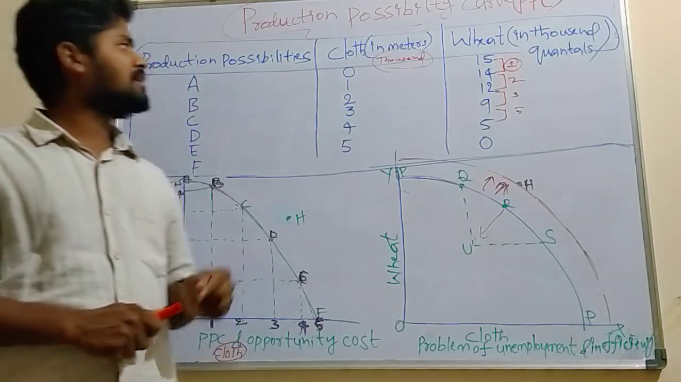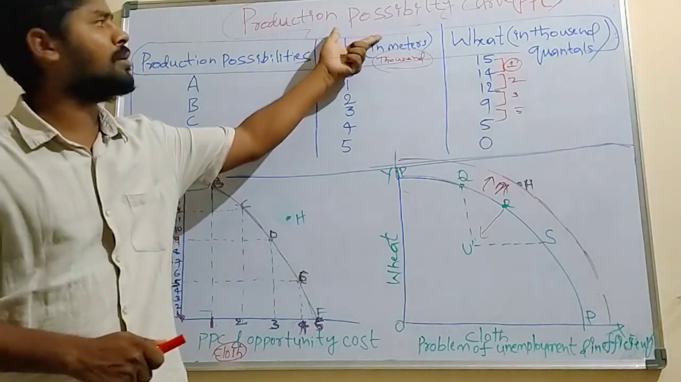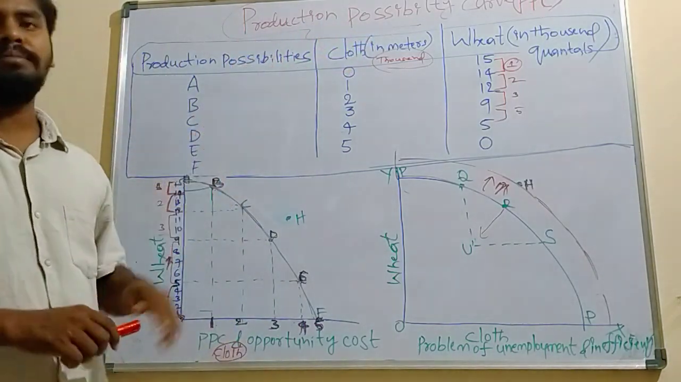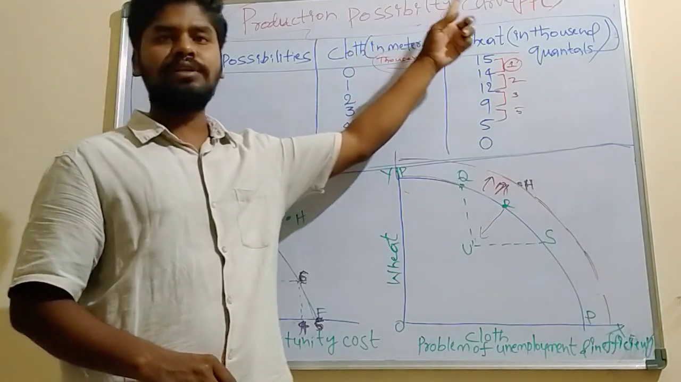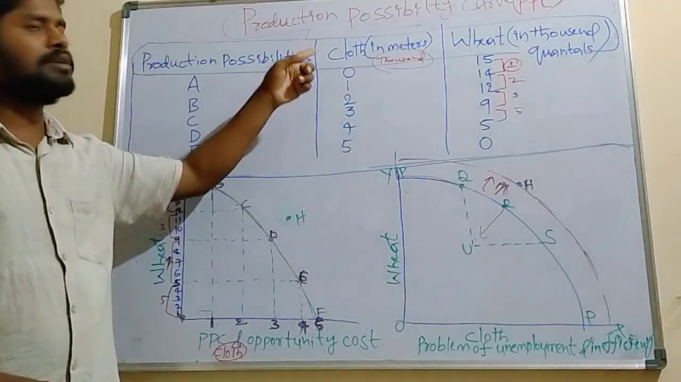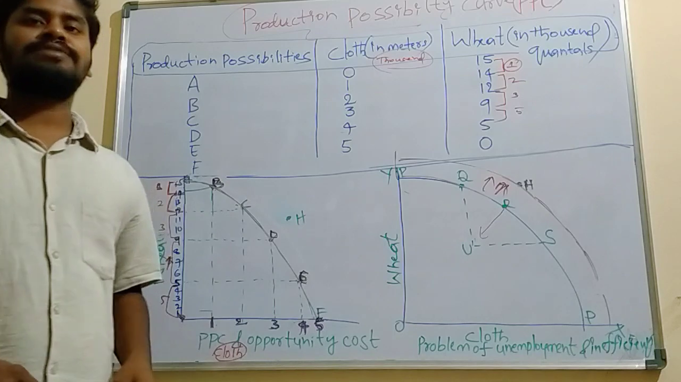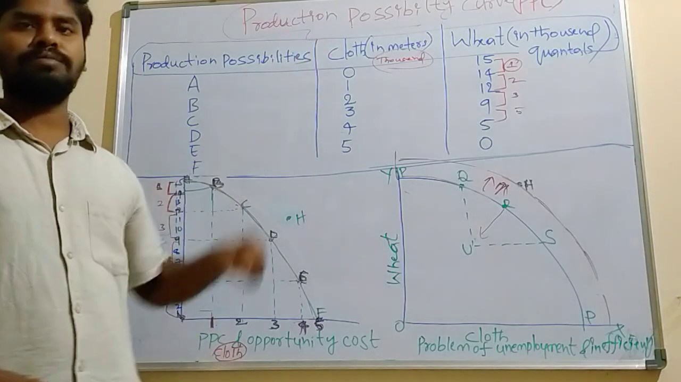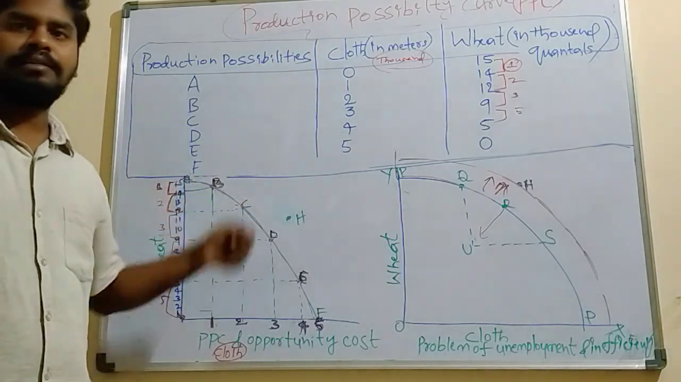I hope you are clear on this production possibility curve. The production possibility curve can also be called the production possibility frontier, and we can also call it the production possibility transformation curve. I hope you are all clear on this concept.